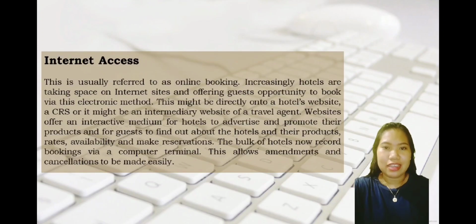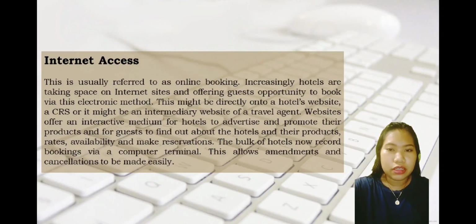What is internet access? Internet access is usually referred to as online booking. Increasingly, hotels are taking space on internet sites and offering guests the opportunity to book via this electronic method. Guests can log on to a variety of websites that enable them to make reservations. This might be directly onto a hotel's website, a CRS, or it might be an intermediary website of a travel agent. Should the guest access the hotel through this system, then the agent will be able to claim commission.